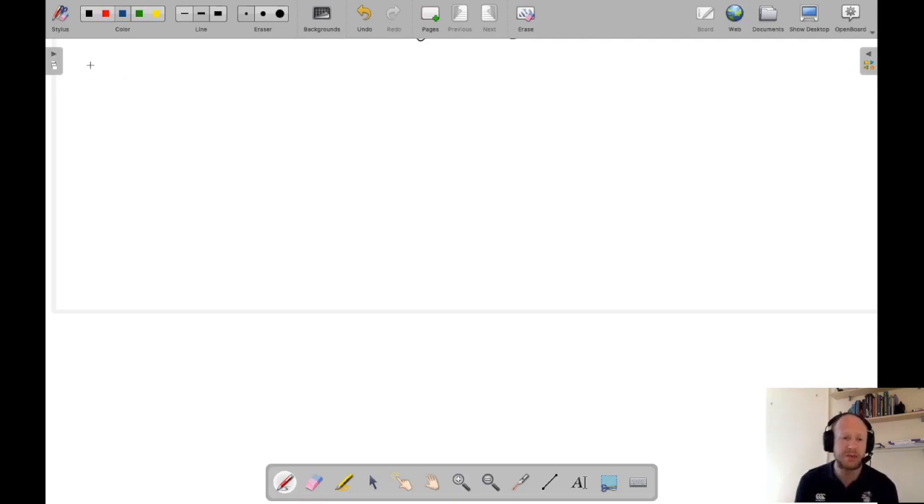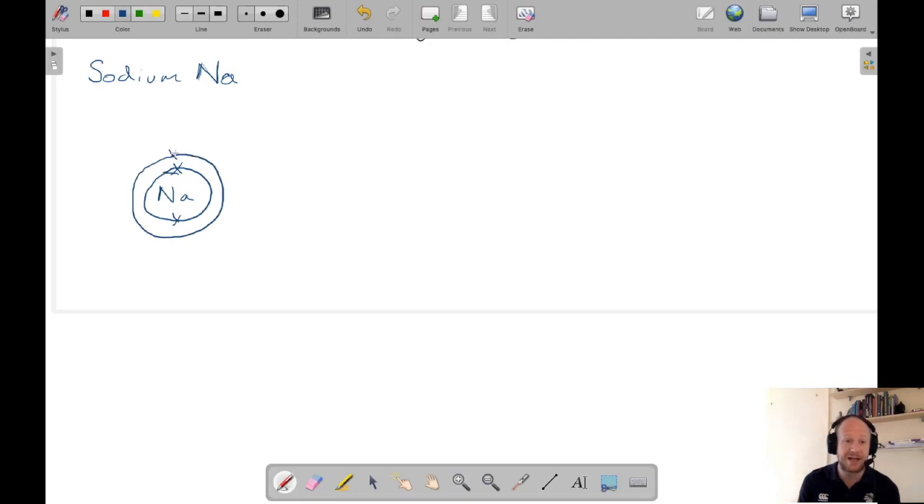Let's pick a really easy one to start off with, one that's really common. Sodium, which has the chemical symbol Na, is one of the most common ions that we'll come across. So let's draw out the atom and see what's going on. As you know, when you draw an atom, we're going to draw the symbol. You're going to draw our first shell, which has 2 electrons in. Now sodium is element number 11, which means that it has 11 electrons.